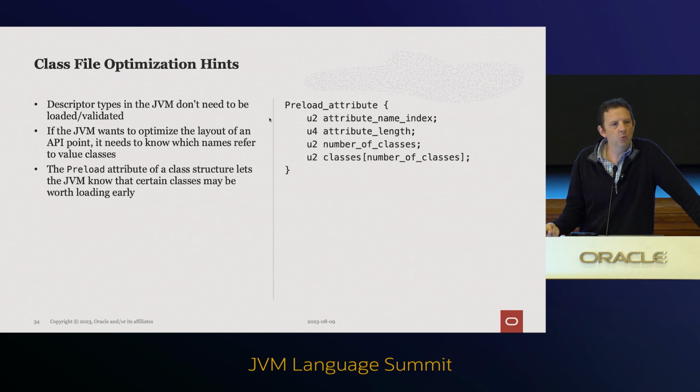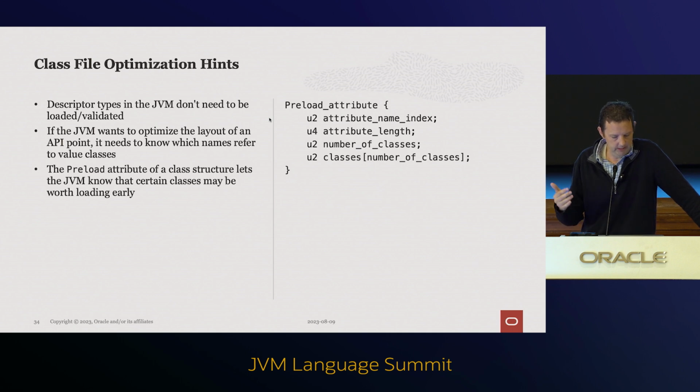And then the third element we need is everything in the class file, the use site, looks just the same, whether you're operating on an identity class or value class. So how are we going to let the VM know that this particular field has a special type that you might want to optimize the layout of, or this particular method has a different type in its signature?